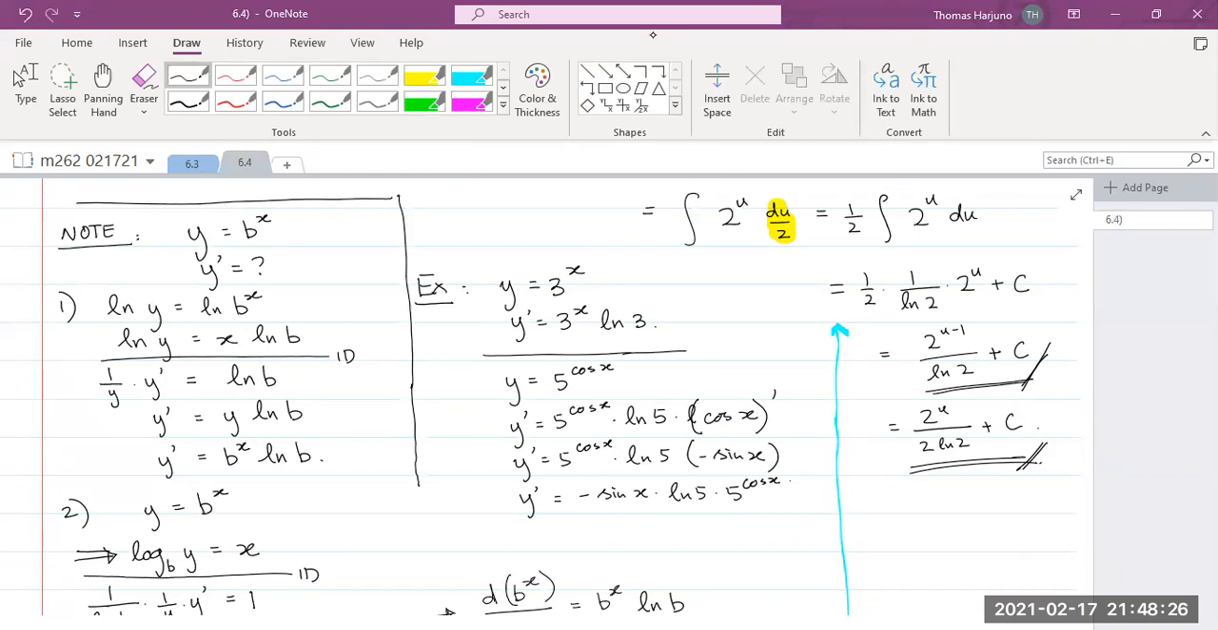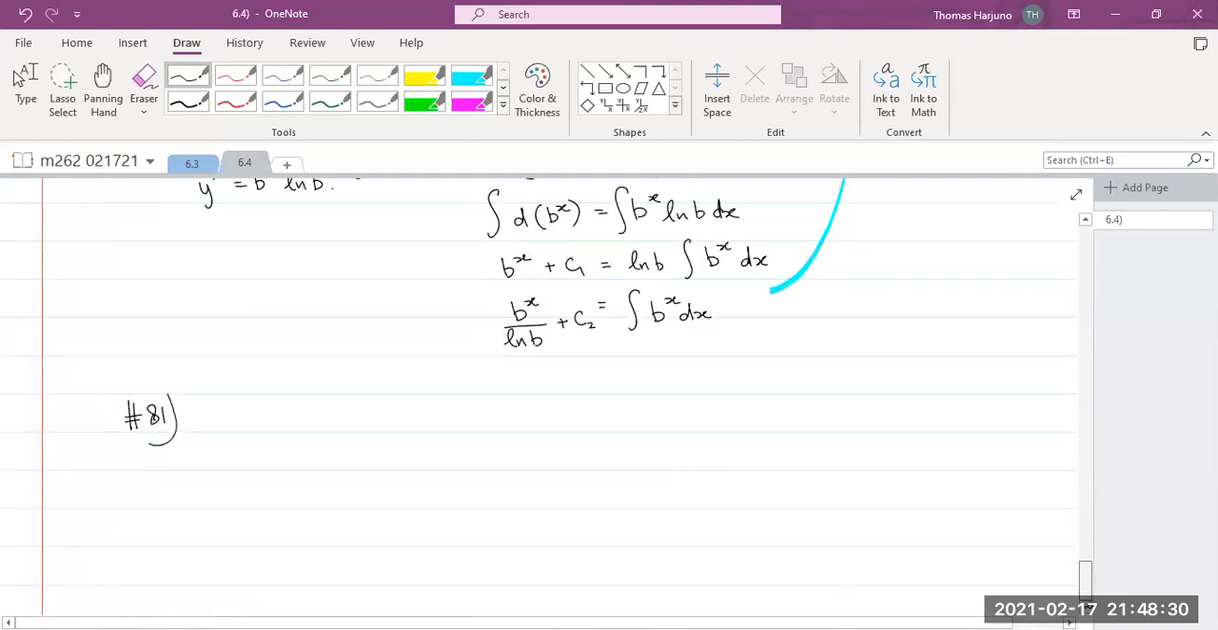Now, let's say this number 81 here. Number 81, the integral from 1 to 2 of 10 to the t dt.